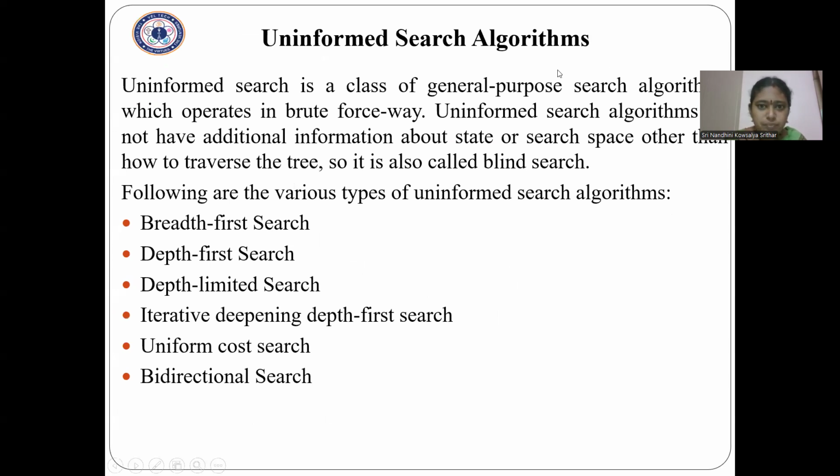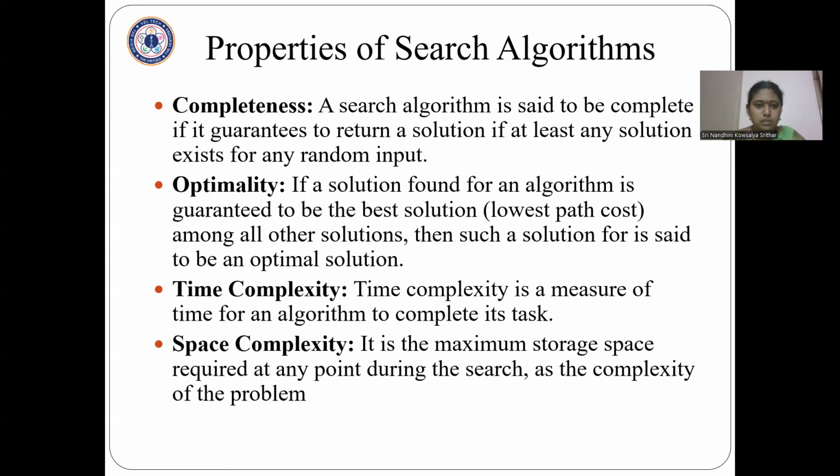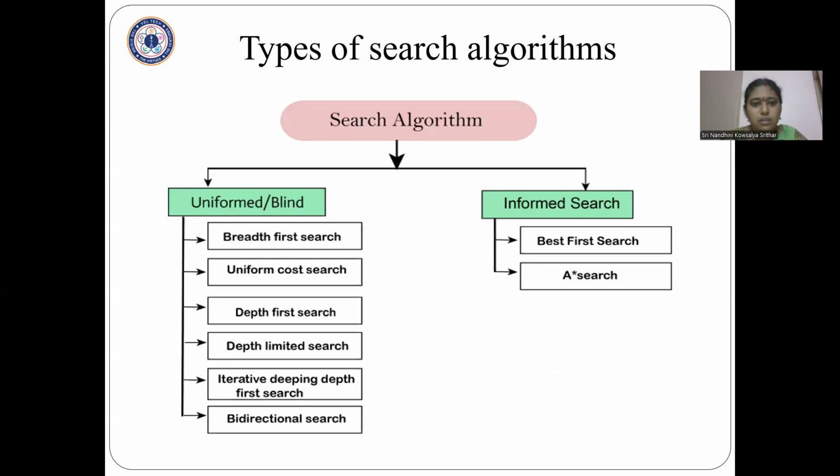Uninformed search. We have two types of search algorithm. One is uninformed, which is also called blind search. Another one is informed search. In uninformed or blind search, we have six algorithms: breadth first search, uniform cost search, depth first search, depth limited search, iterative deepening depth first search, and bidirectional search. In informed search, we have two algorithms: best first search or greedy search, and A star search.